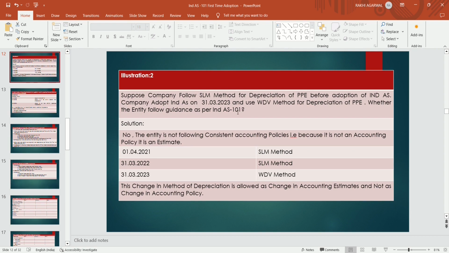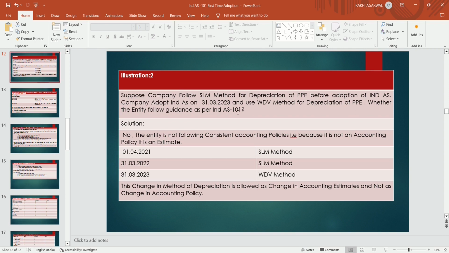Suppose the company follows the SLM method for depreciation of property, plant, equipment before adoption of Ind AS, but after adoption of Ind AS, the company follows the WDV method for depreciation of property, plant, equipment. Does the entity follow the correct accounting policy as per the guidance available in Ind AS 101? No. Why? Because it is not an accounting policy.